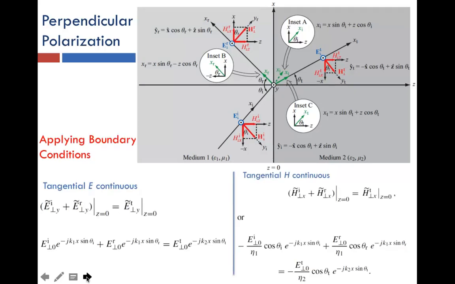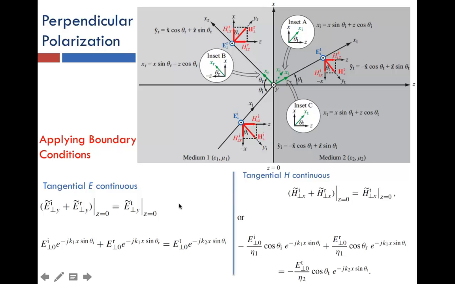Okay, now then let's look at what happens when we apply the boundary conditions. So the tangential component of E is continuous, and fortunately here all of E is tangential because it lies in the y plane. So we basically just take the sum of incident and reflected E on the left-hand side and put that equal to E on the right-hand side.